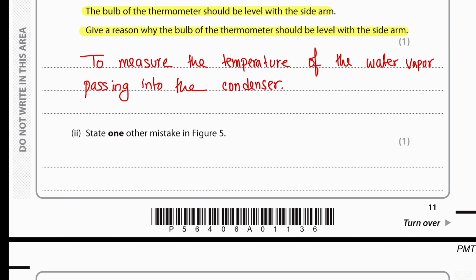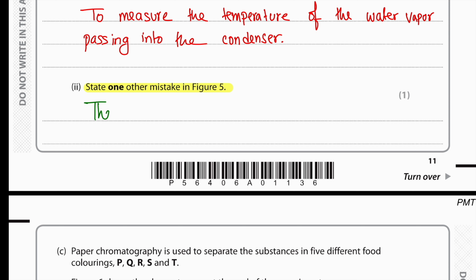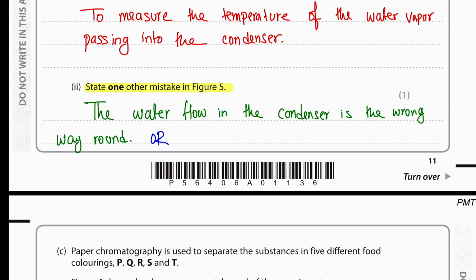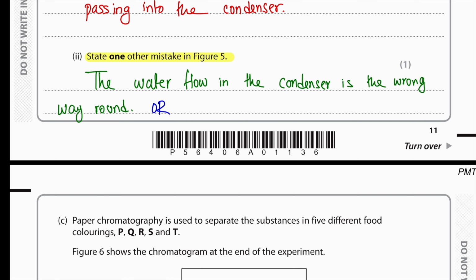State one other mistake in figure 5. The water out is in the wrong position where it should be water in, and the water out should be from here. So we can say the answer: the water flow in the condenser is the wrong way around. Or we can say the beaker is not placed at the exit of the condenser, so droplets will fall other than in the beaker. So it can be written as follows: beaker not under the condenser exit.